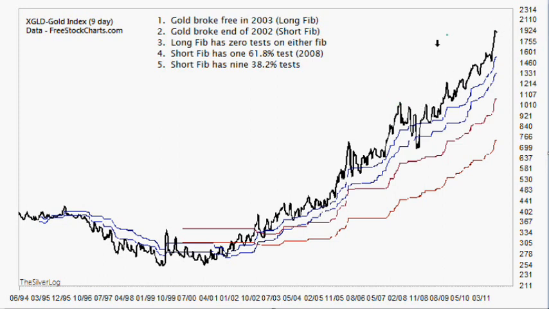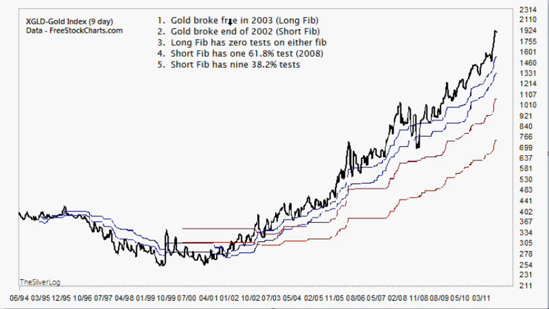But we're having that nice little move, and I'm going to go through these 5 different variables now. First, gold broke free in 2003. Well, I've already talked about why it did that. It was just basically in here. You can see how we're breaking support here, and boom, it was in a downtrend. That's when the bullish started.